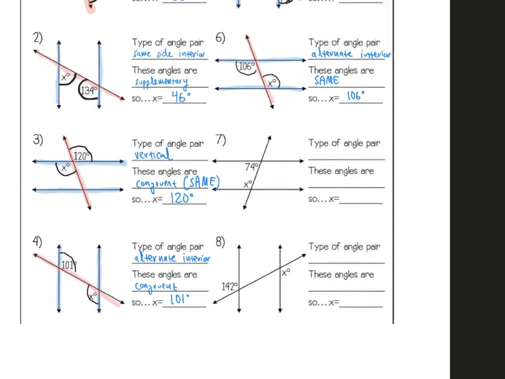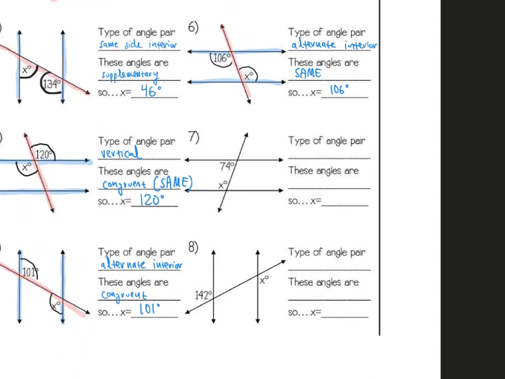Just 2 more. Number 7. Again, parallel lines. Maybe I'll do number 8 too. We have our parallel lines here, and the transversal. It's the thing that cuts across them right there. And these are angles here. This one and this one. 142 here and x here. All right, let's look at number 7 first.